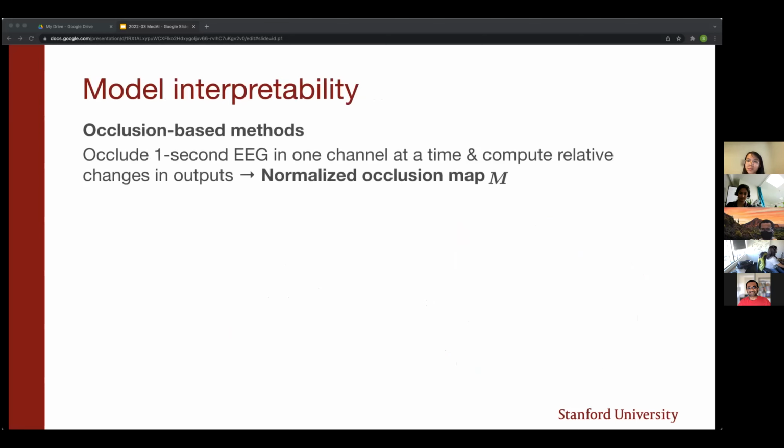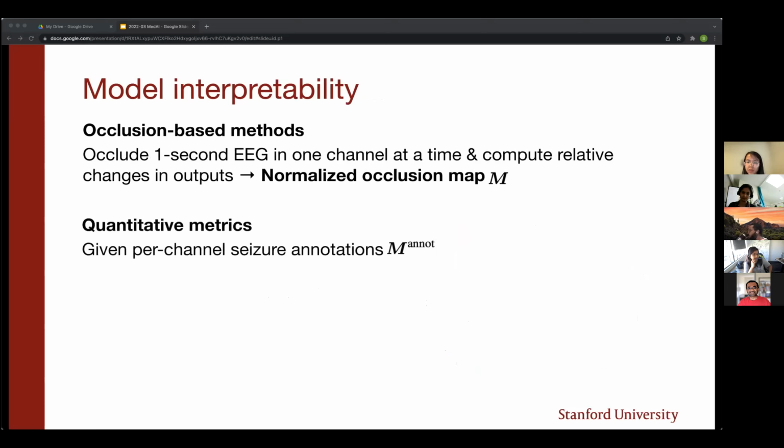For model interpretability, we use a simple occlusion-based method. We occlude 1 second of EEG in one channel at a time and compute the relative changes in the model outputs. Then we normalize the relative changes so that we get a normalized occlusion map.